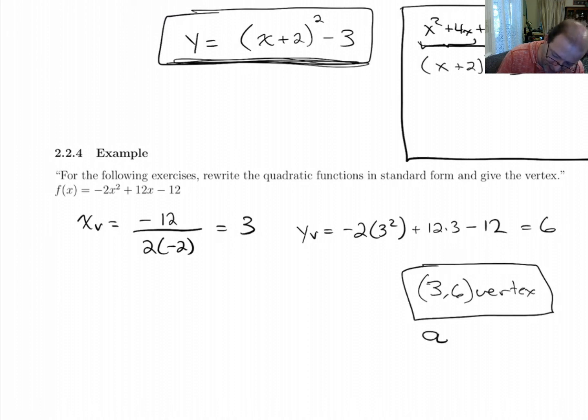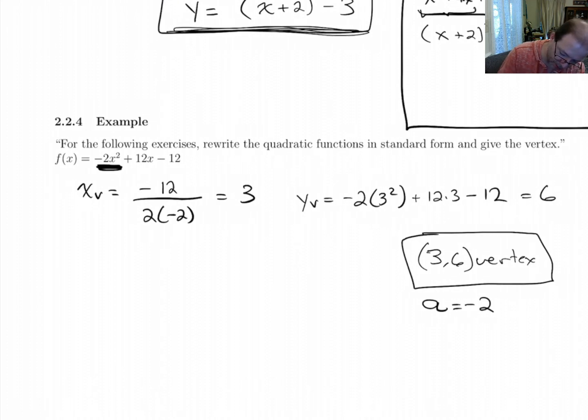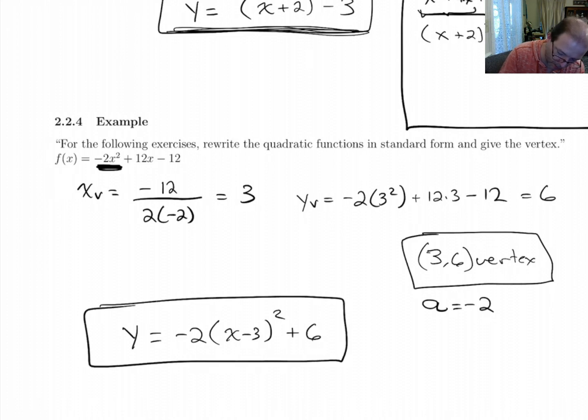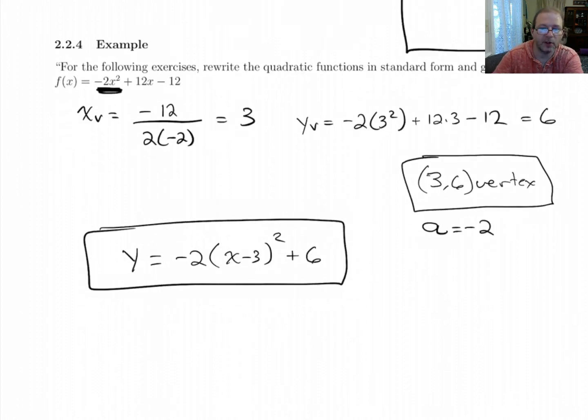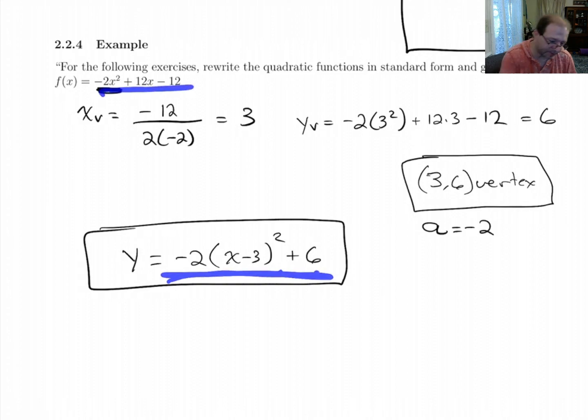And a in this case is the same a as we have up here, so that's going to be negative 2. So this is going to be y equals negative 2 times (x minus 3) squared plus 6. And if you want to check this, just run over to Desmos, and, well, I always run to Desmos to do these things. Honestly, if you wanted to check it, one thing you could do is you could just FOIL this all out and see if it gives you this up here.